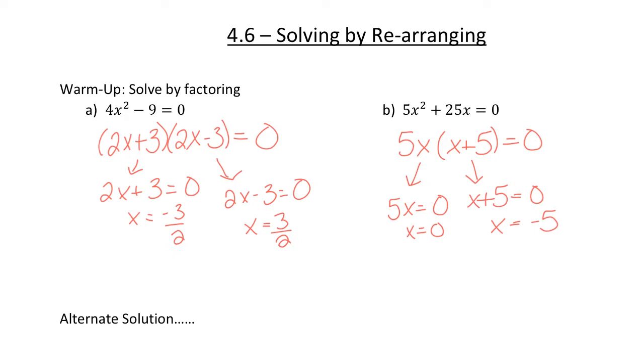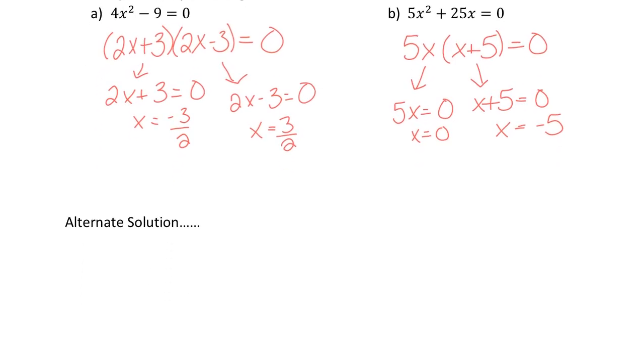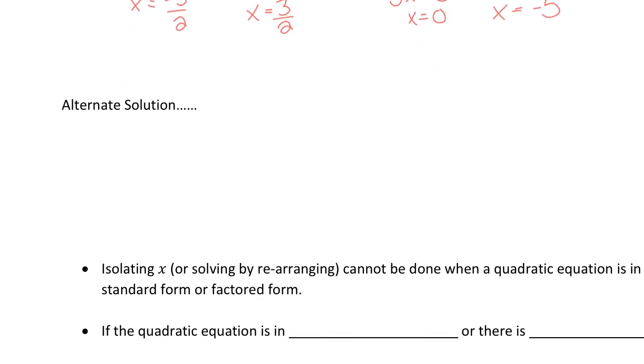When I look at question A, I can see only one instance of x, okay? So I have this x squared here, so I could actually move things around to get x by itself. For question B, I have this x squared, but plus this other x, so it's not possible for me to move things around to isolate x or get x by itself. But for A, we could definitely solve this a little bit differently, and that's what we're going to focus on today. So let's go ahead and take a look at that alternate solution for A.